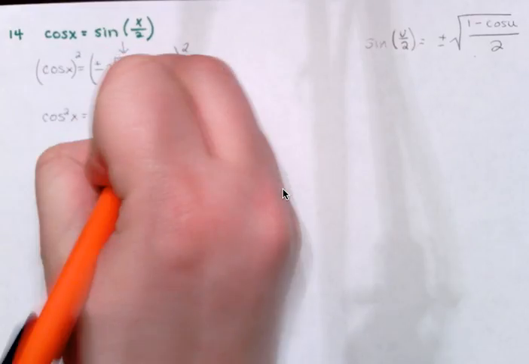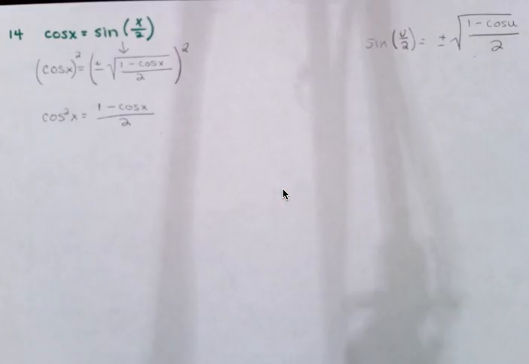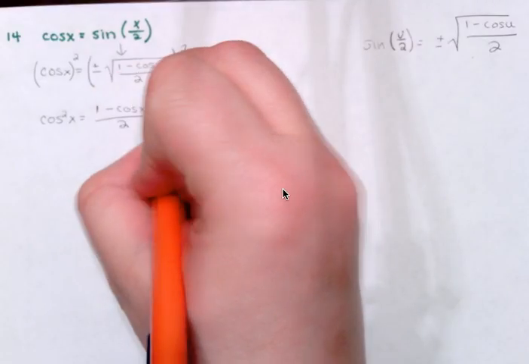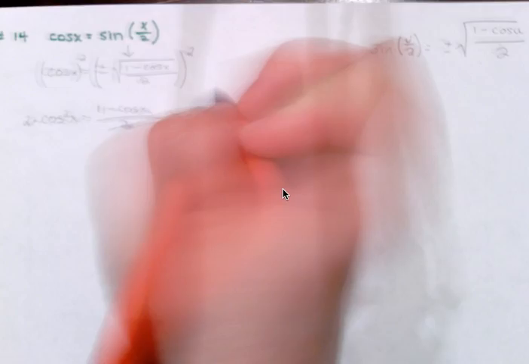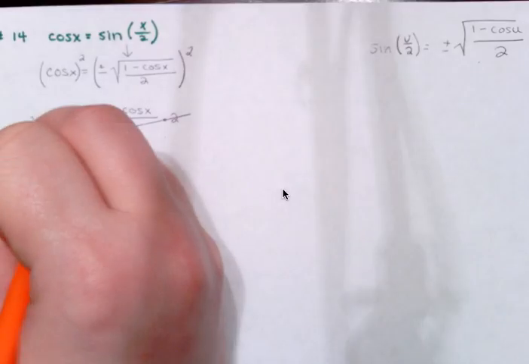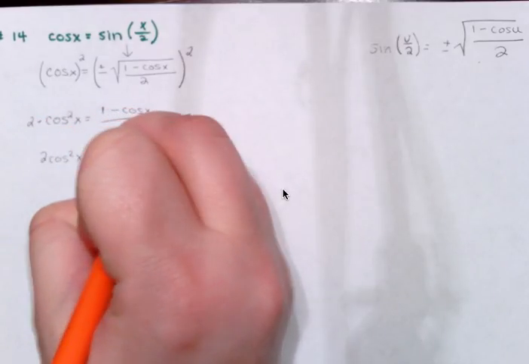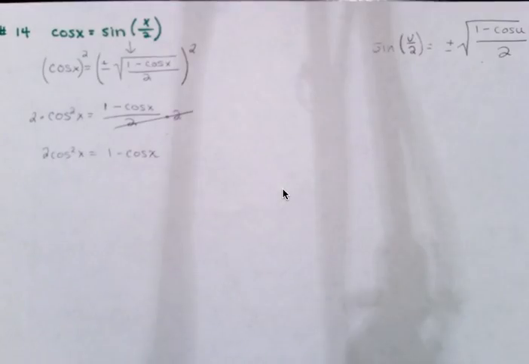Now I want to solve for x, so I've got to get the x to the same side. In order to do that, I first have to get rid of this divided by 2. So I'm going to multiply by 2. Anything I do to one side, I do to the other. So I'm left with 2 cosine squared x equals 1 minus cosine of x. I want to get the x's to the same side.